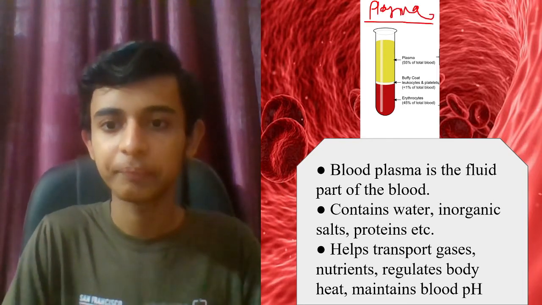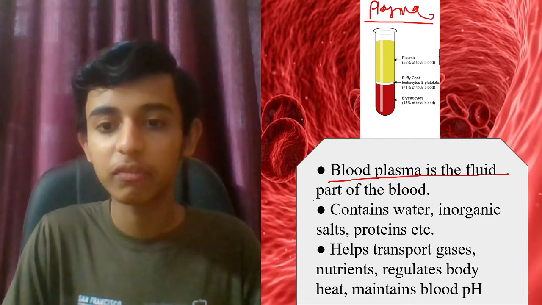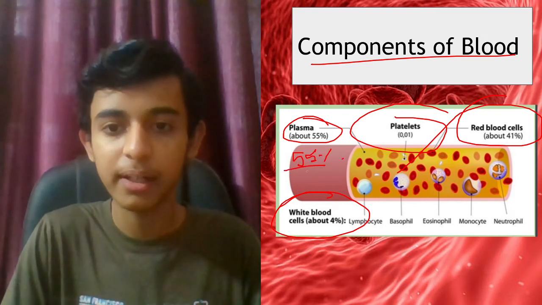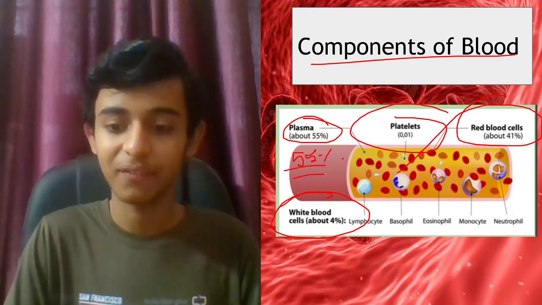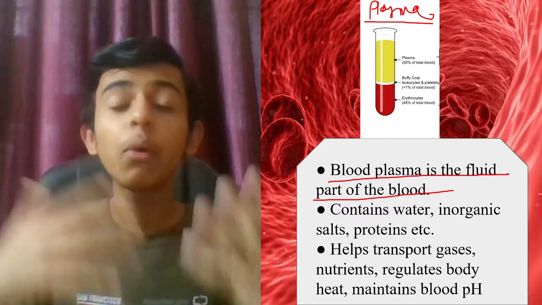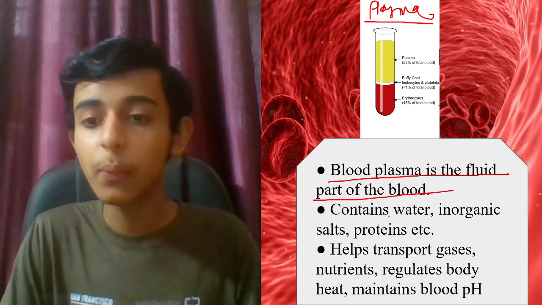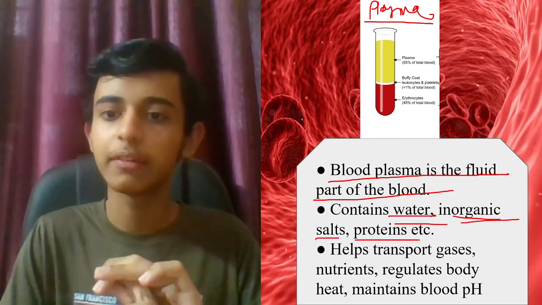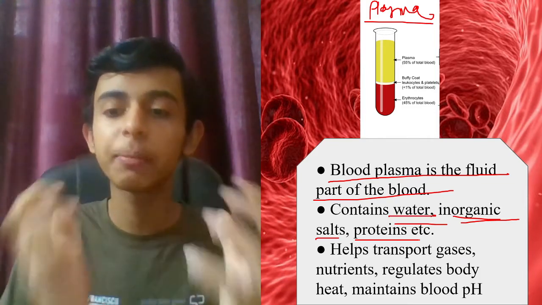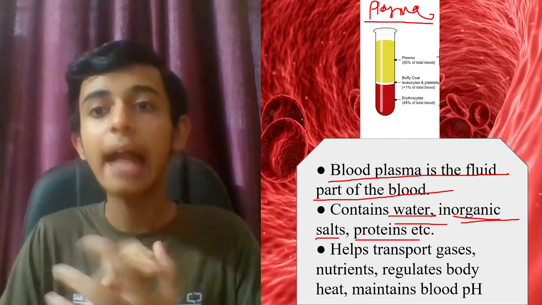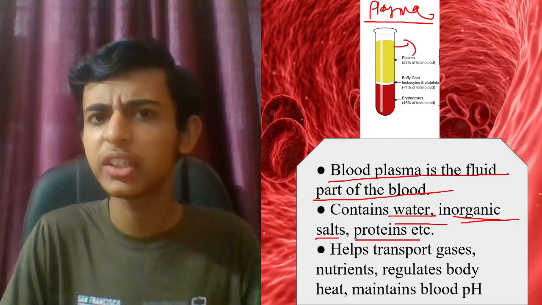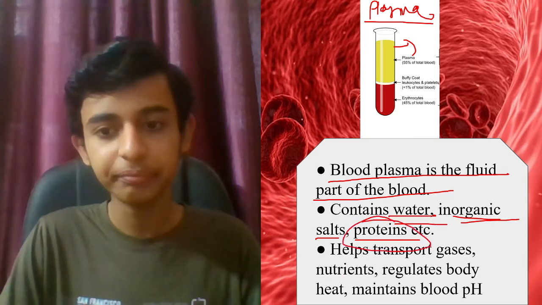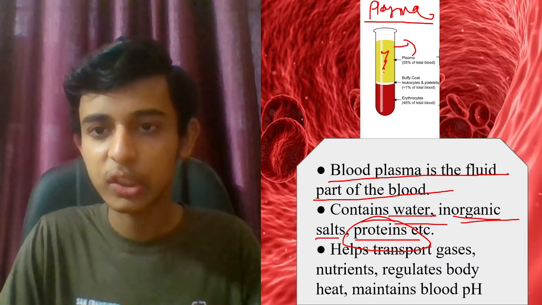What is this plasma? Plasma is the fluid part of the blood, and you are able to understand that about 55% of the blood is your plasma, which is the fluid part. Now what does it contain? That is important. Number one, it is going to contain water, inorganic salts, and proteins. Water, because how will you remember? It is fluid, so it will have some water. You are able to see the color is yellow, like urine becomes yellow when there are inorganic salts, so you can remember. As well as proteins. That's why this yellowish color is there.